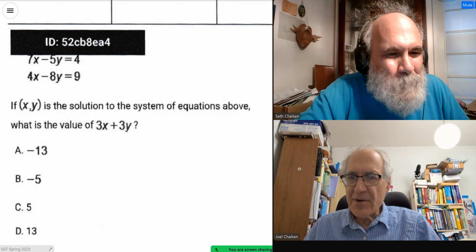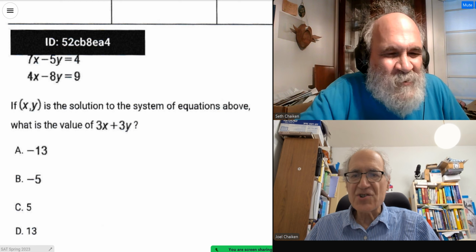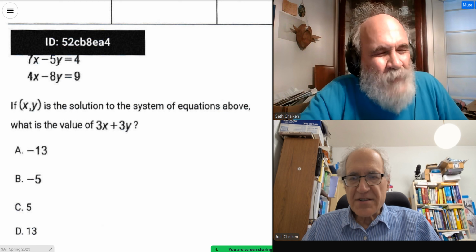Okay, here we have two equations. 7x minus 5y equals 4. 4x minus 8y is 9. If (x, y) is the solution to the set of equations above, what is the value of 3x plus 3y?